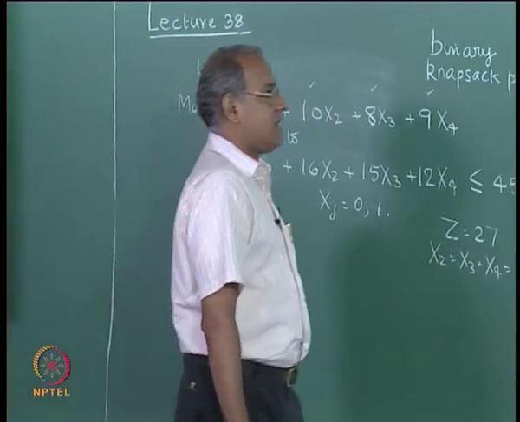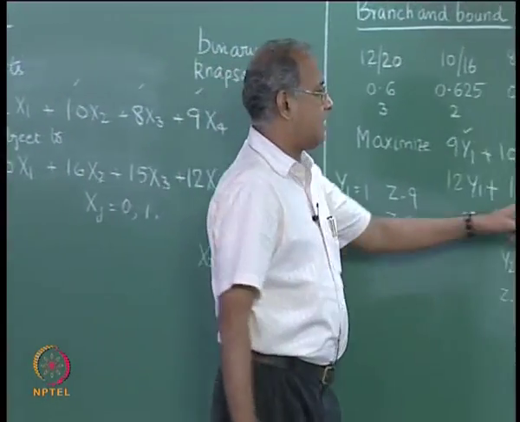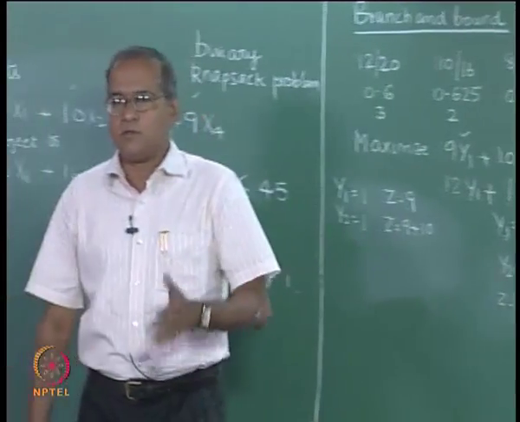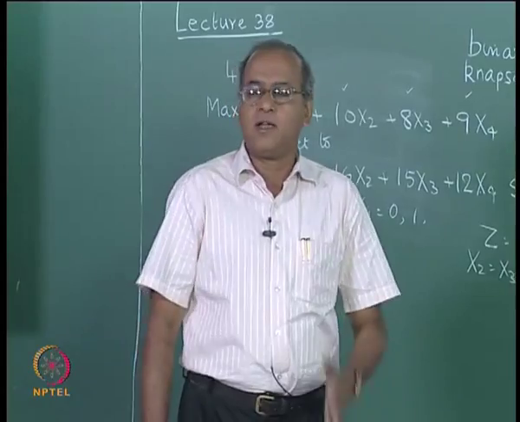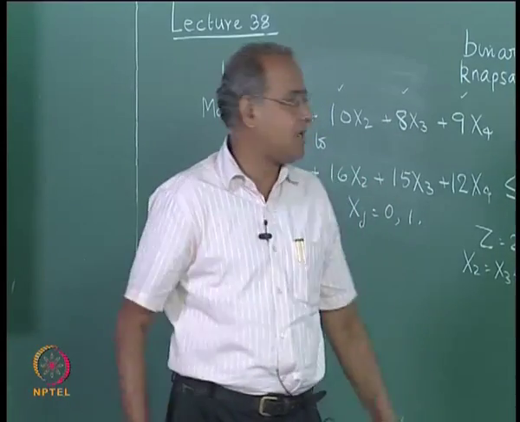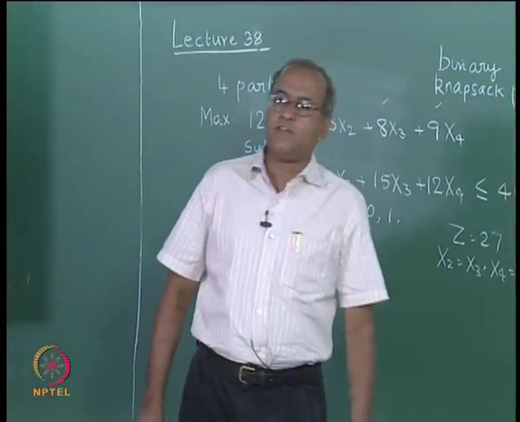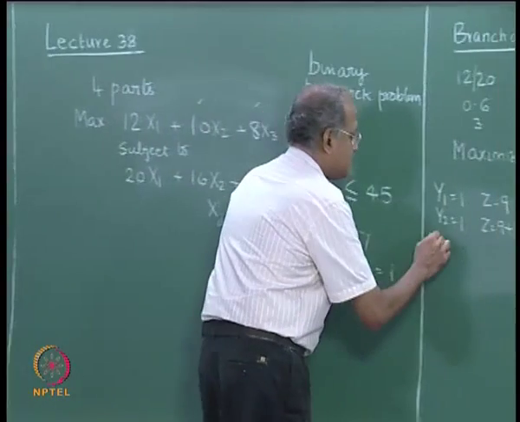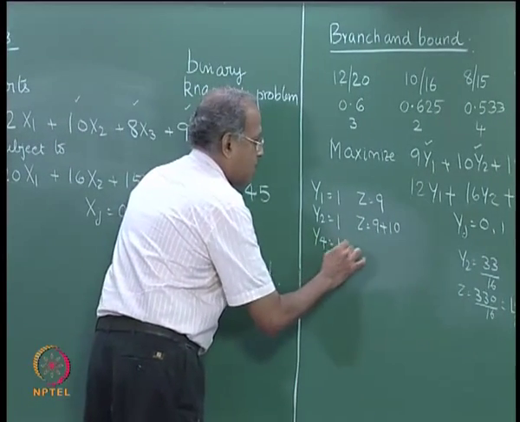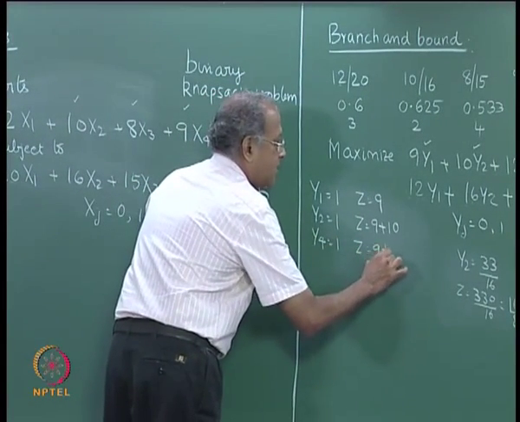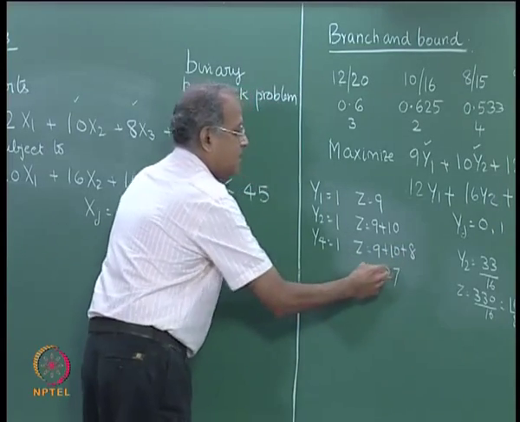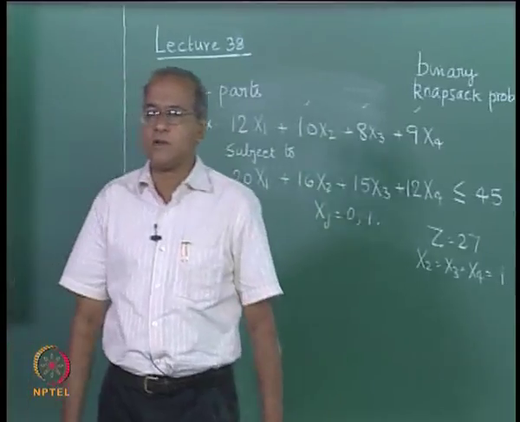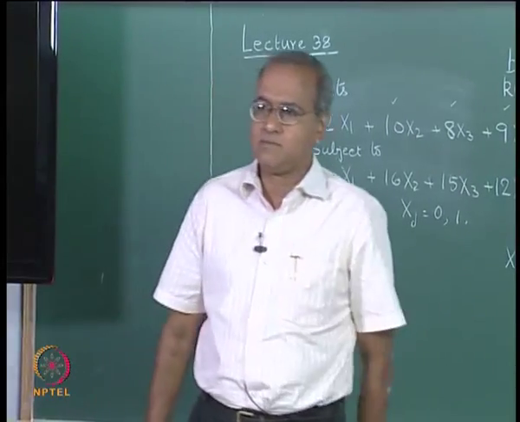Now, we look at y3 equal to 1. y3 requires 20. So, y3 we do not produce, y3 equal to 0, and then we go back and check for the 17 what happens to y4. y4 requires only 15. So, this gives us y4 equal to 1 with z equal to 9 plus 10 plus 8, which is 27, which is the same optimum solution for this particular instance.